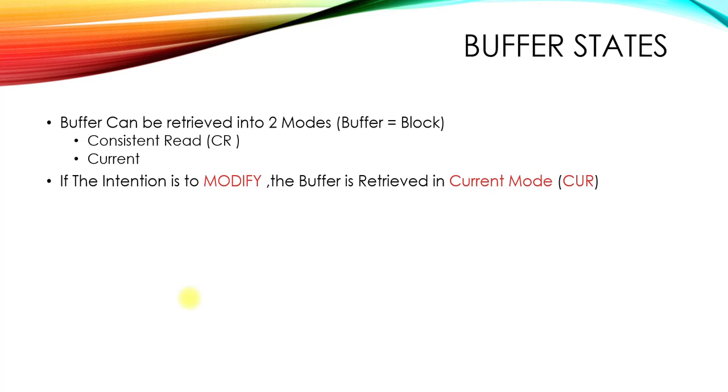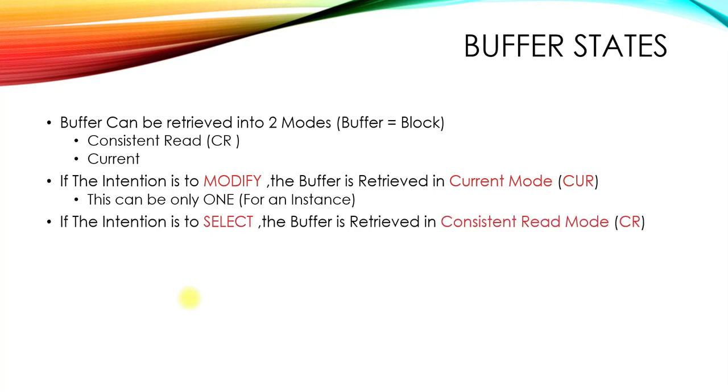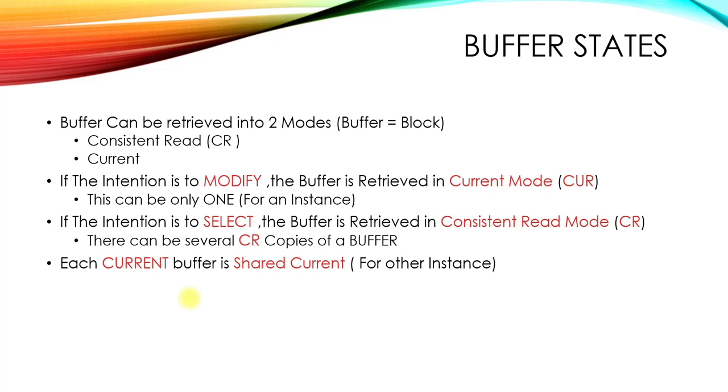If the user has the intention to modify the buffer, then the buffer is retrieved in current mode. There can be only one for an instance. If the intention is to select, the buffer is retrieved in consistent read mode, CR. We already know about it. There can be several CR copies in the buffer on instance 1 and on instance 2. Each current buffer is a shared current, which we already know about.